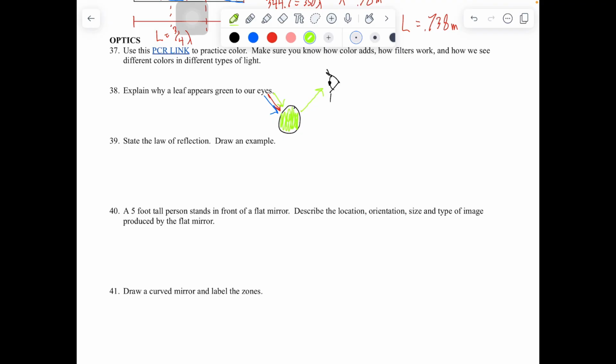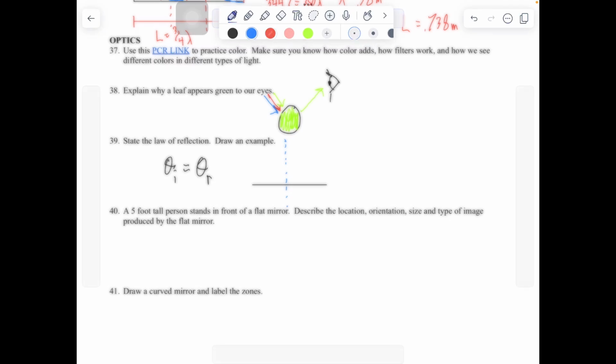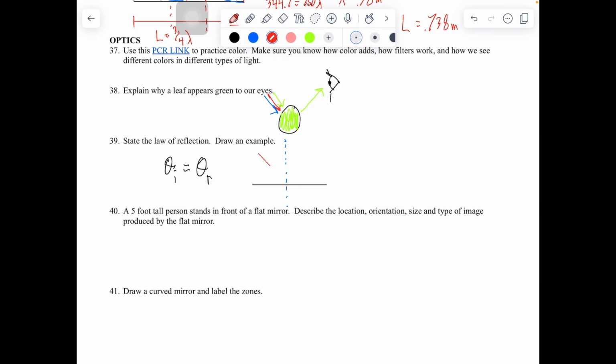State the law of reflection. Well, law of reflection is just that the angle of incidence is equal to the angle of reflection. Drawing an example, well, let's start off with a flat surface. Let's label our normal line right here. If we have light coming in at some angle, like so, it will bounce and leave at that same angle, just like this. So that our angle of incidence right here, this would be our angle of incidence, is equal to our angle of reflection.